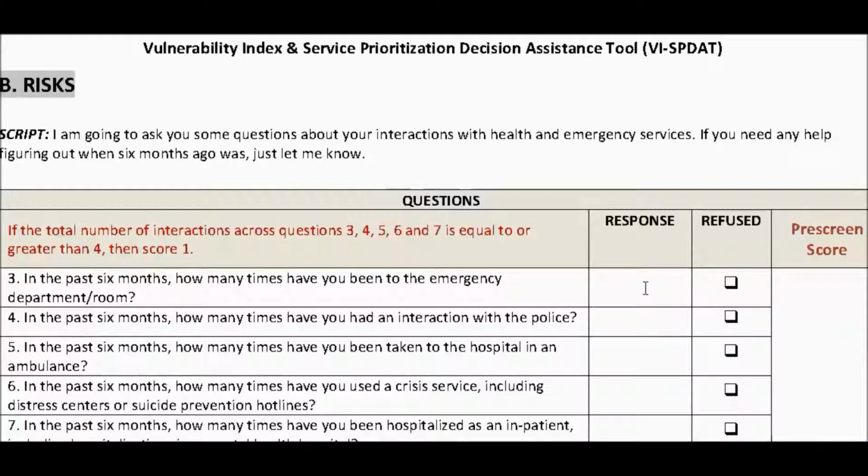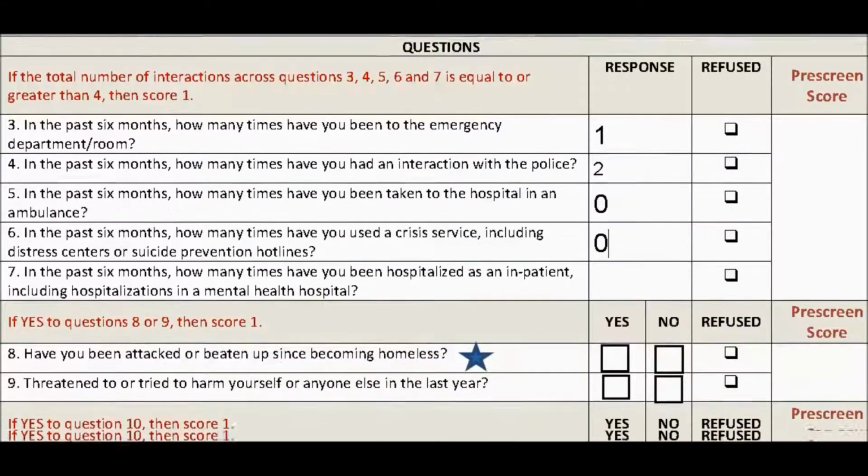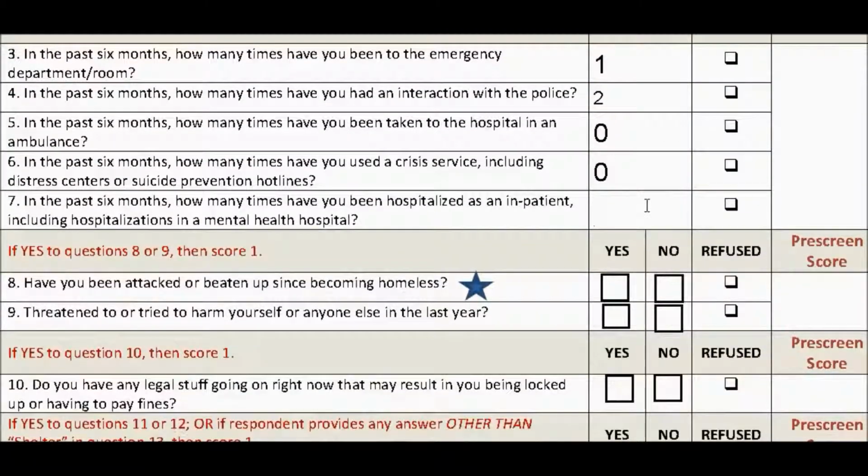Questions number 3 through 13 relate to risk and the participant's interactions with health and emergency services. It may be beneficial to give the participant a more specific time frame than what is provided in the question. For example, instead of saying in the past 6 months, say since July. Question number 4 asks how many times the participant has had an interaction with the police. An interaction with the police includes being the victim of a crime, the witness of a crime, or the perpetrator of a crime.